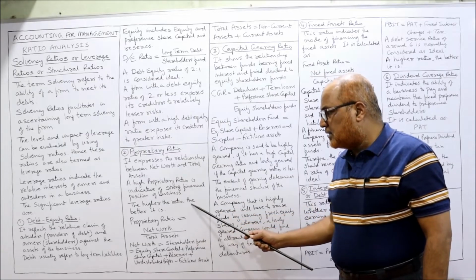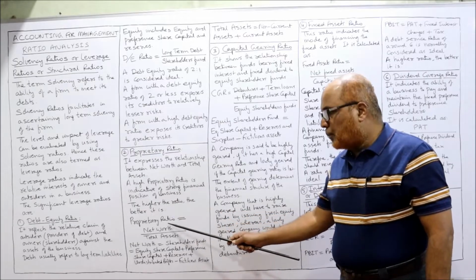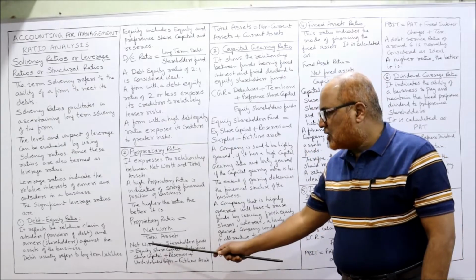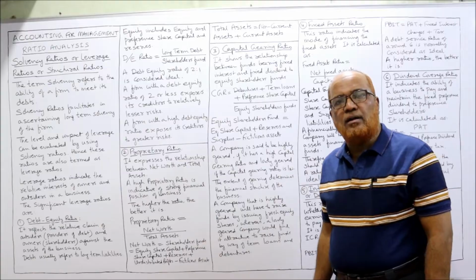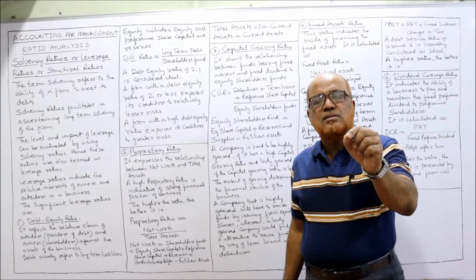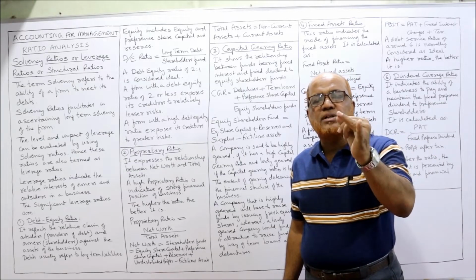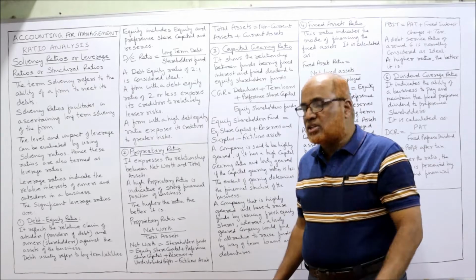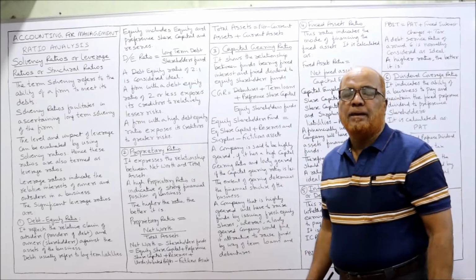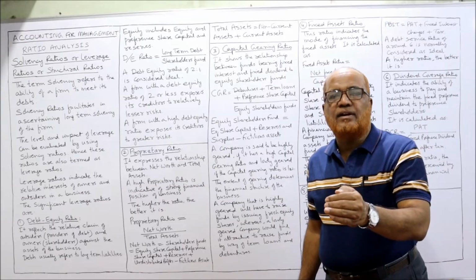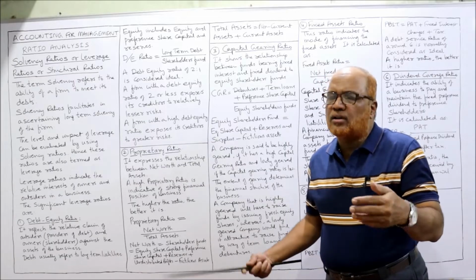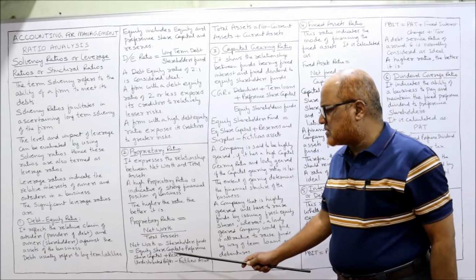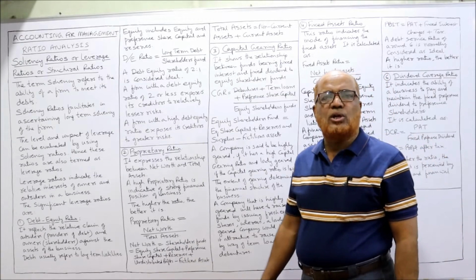Now the higher the ratio, the better it is. The proprietary ratio formula is net worth divided by total assets. Net worth means the shareholders' fund, and shareholders' funds means equity share capital plus preference share capital plus reserves and surplus minus fictitious assets, if any. If there are fictitious assets, deduct them. If not, leave it. Only preference share capital, equity share capital, reserves and surplus. That is net worth or shareholders' fund.